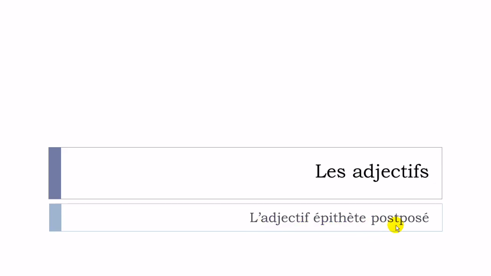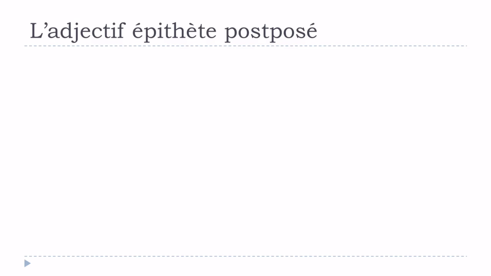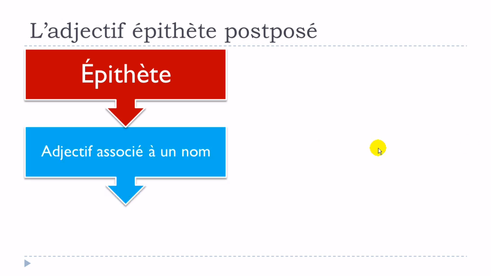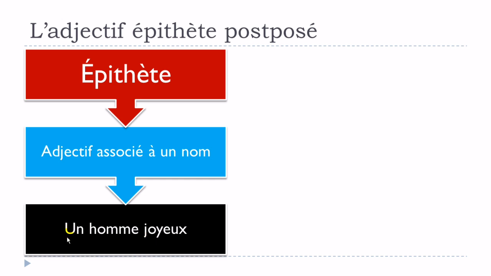L'adjectif épithète postposé. Okay, so let's start now. When we talk about l'adjectif épithète postposé, first, you should know what an adjectif épithète is, and it's actually not that difficult. L'adjectif épithète is an adjective that will be associated to a noun. Let's take this example here. Un homme joyeux. So you've got a man and then joyeux, joyful. This adjective is coming right after your noun. You don't have any verb, you don't have anything between the two of them. So it's what we call an adjective épithète.